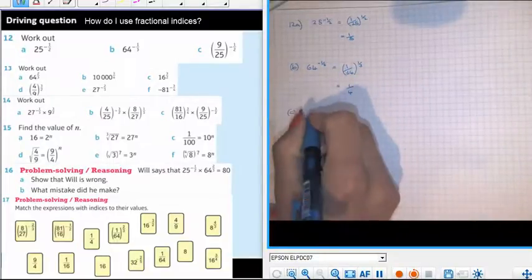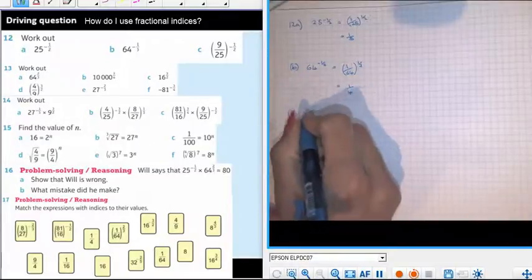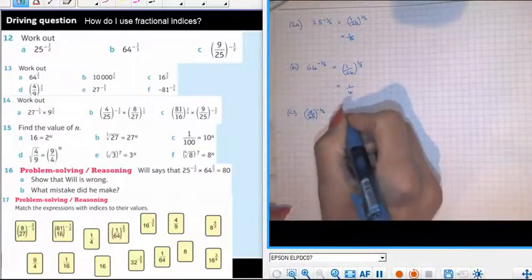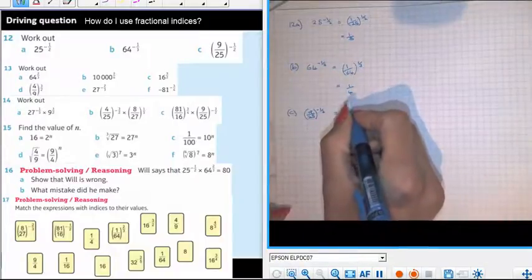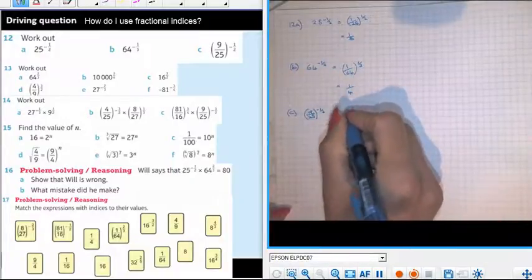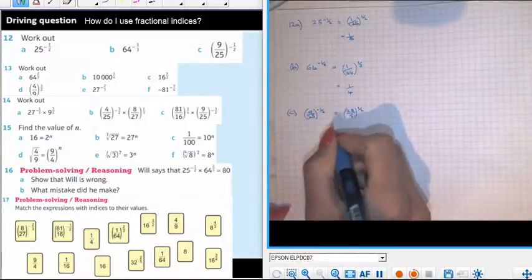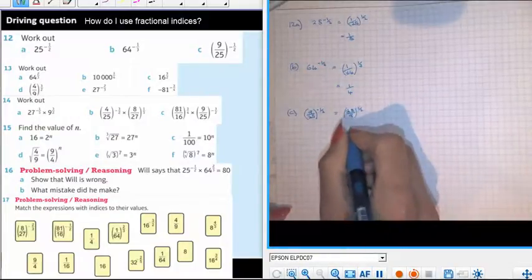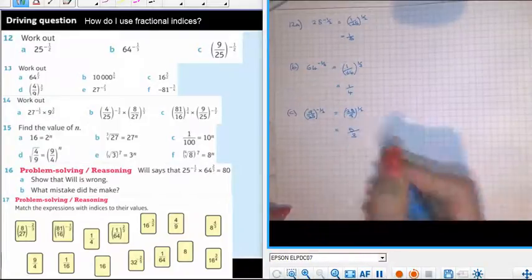And 12c, 9 over 25 to the power of negative 1/2. We're going to find the reciprocal of 9 over 25, which is 25 over 9. Raise that to the power 1/2, so in other words, square root. Square root of 25 is 5, the square root of 9 is 3.